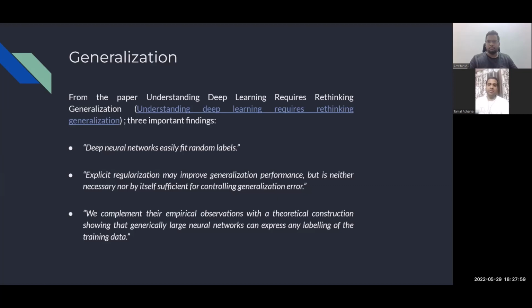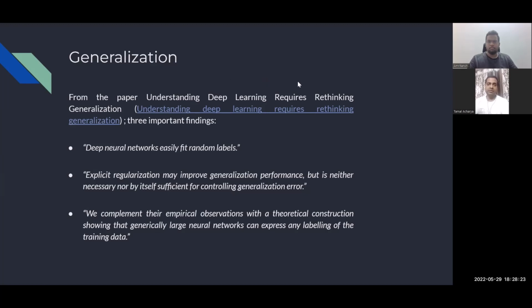This is a very good paper. Please go through it: Understanding Deep Learning Requires Rethinking Generalization. What the authors have done is a series of experiments to make us understand why generalization is important, and why, when you talk about deep learning and any high-end models, generalization is one thing that is required right now.